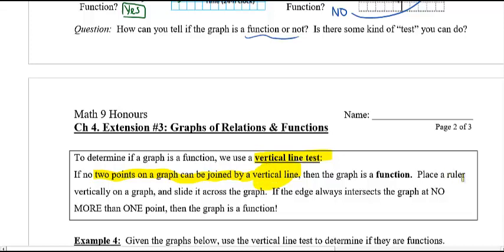So all you need to do is place a ruler vertically on the graph, or your hand, just a vertical hand, and slide it across the graph from left to right. If the edge always intersects the graph at no more than 1 point, then you're okay. It's a function. But if that vertical line intersects the graph at more than 1 point, at 2 or 3, then definitely this is not a function.